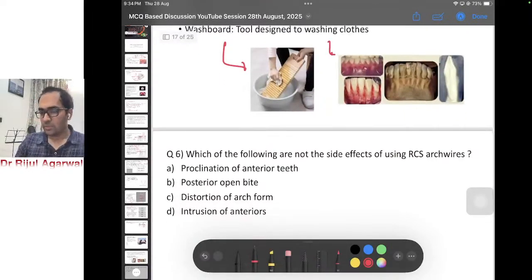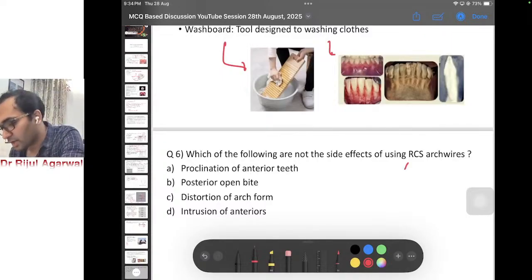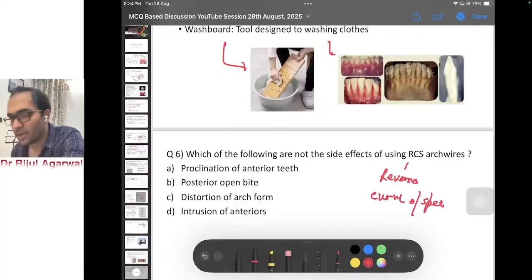Next question, a difficult or tough question if I can say. Students have repeatedly been asking me, sir, give questions from SR exam. So I picked up, or you can say modified it, tapered it down a bit from the SR question bank. Which of the following are not the side effects of using RCS arch wire? RCS is, if I help you out, reverse curve of Spee arch wire.